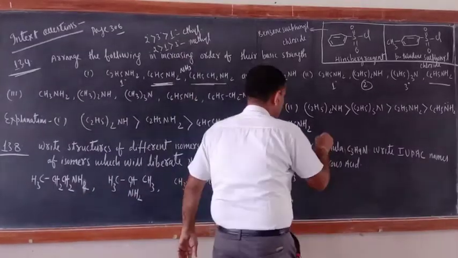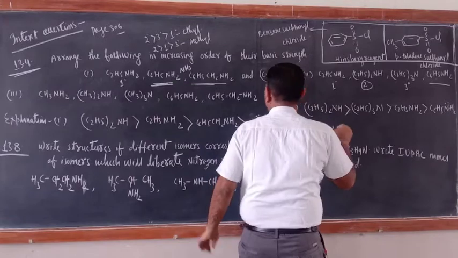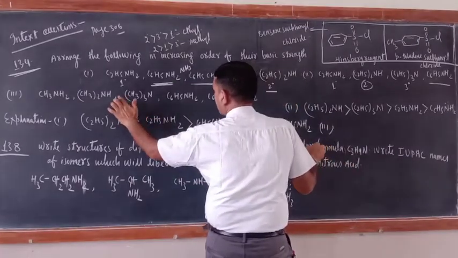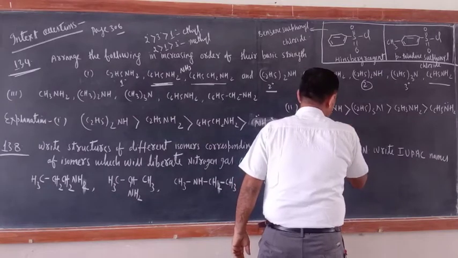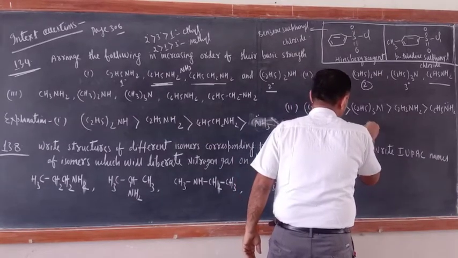Now the explanation of the third one. The third one is this one. So the third order is, first you should write 2 degree, (CH3)2NH.